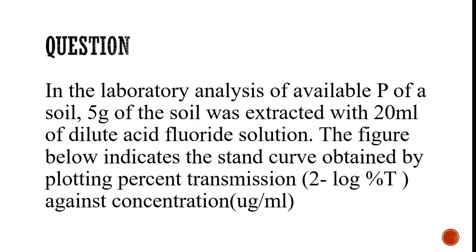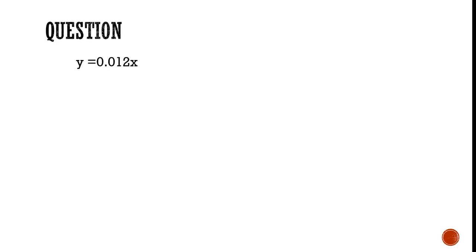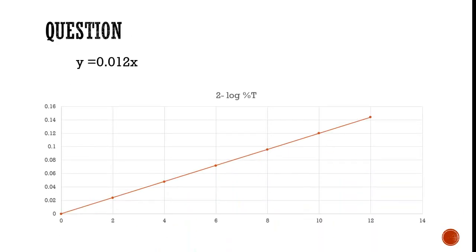Now, we use the extractant called dilute acid fluoride. It's an extractant that is used to extract the available phosphorus within the soil. In this experiment, 5 grams of soil was used, and the volume of the extractant was 20 mL. Now, let's move on with the question. This curve was spoken about earlier.